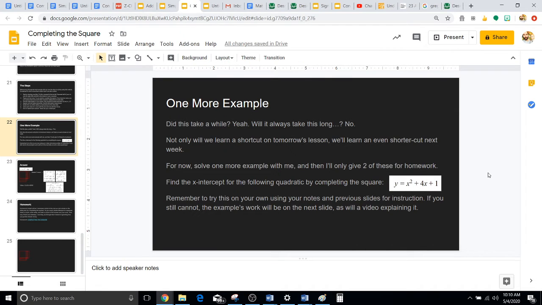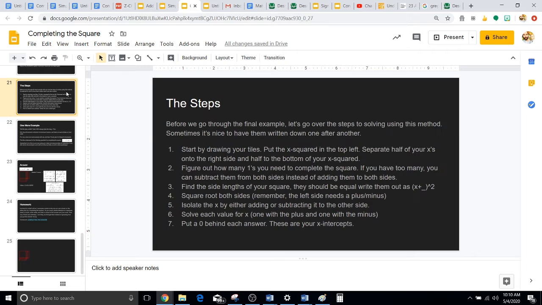Let's go ahead and finish up one more example. This is the final example for completing the square. It says find the x-intercept for the following quadratic by completing the square of y equals x squared plus 4x plus 1.